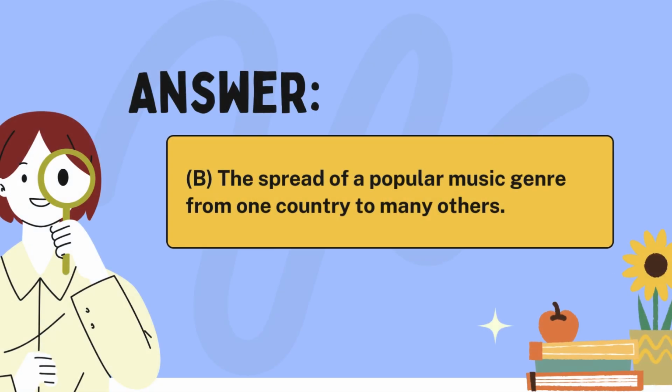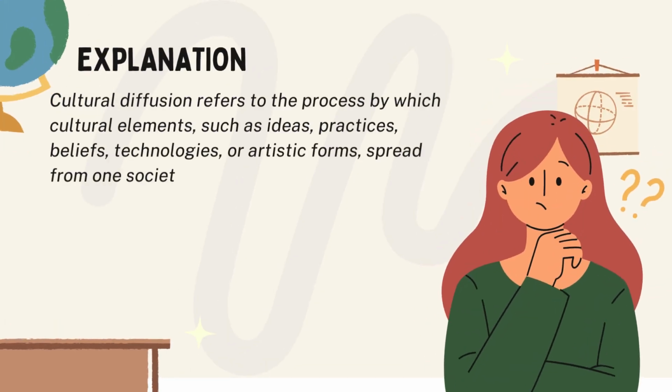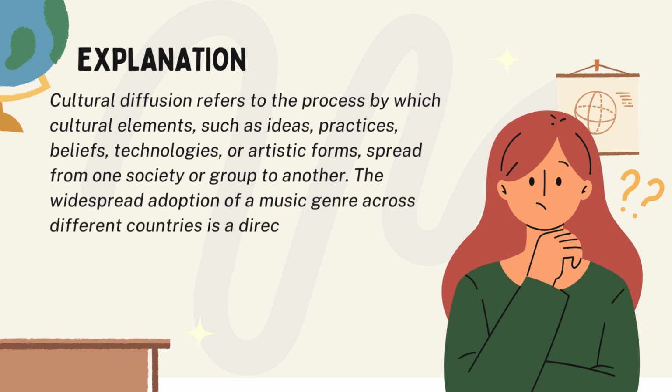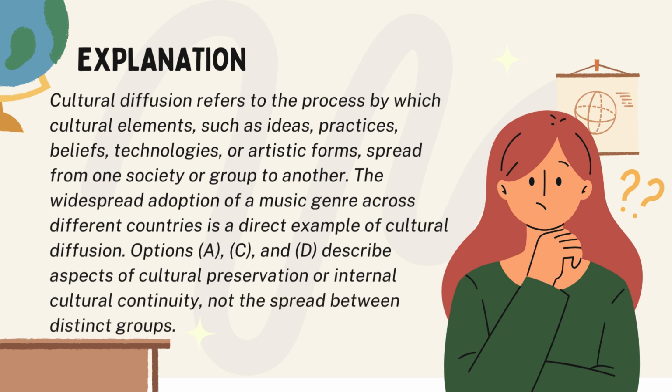Answer. B, the spread of a popular music genre from one country to many others. Cultural diffusion refers to the process by which cultural elements, such as ideas, practices, beliefs, technologies, or artistic forms, spread from one society or group to another. The widespread adoption of a music genre across different countries is a direct example of cultural diffusion. Options A, C, and D describe aspects of cultural preservation or internal cultural continuity, not the spread between distinct groups.